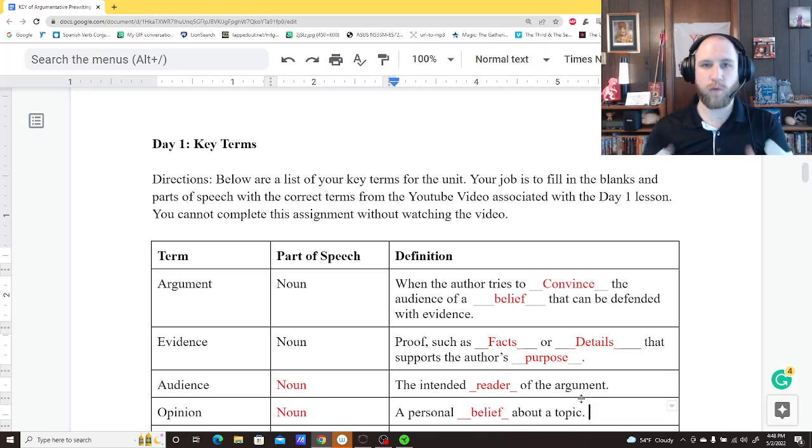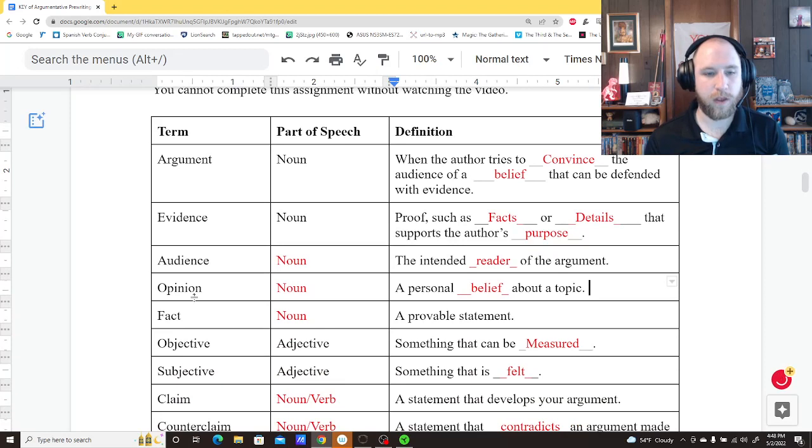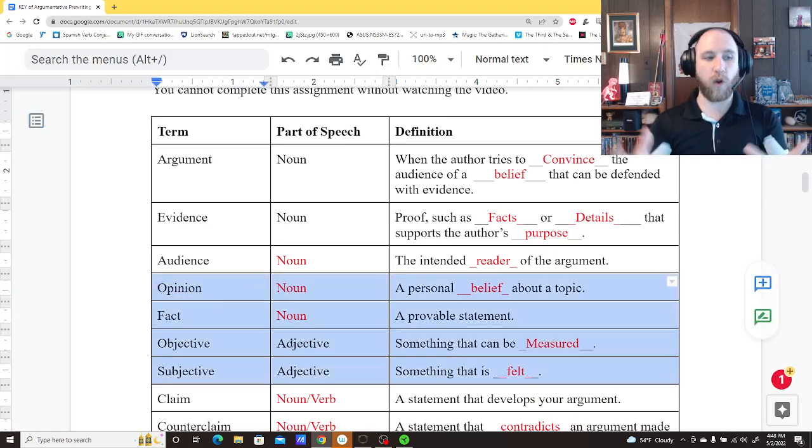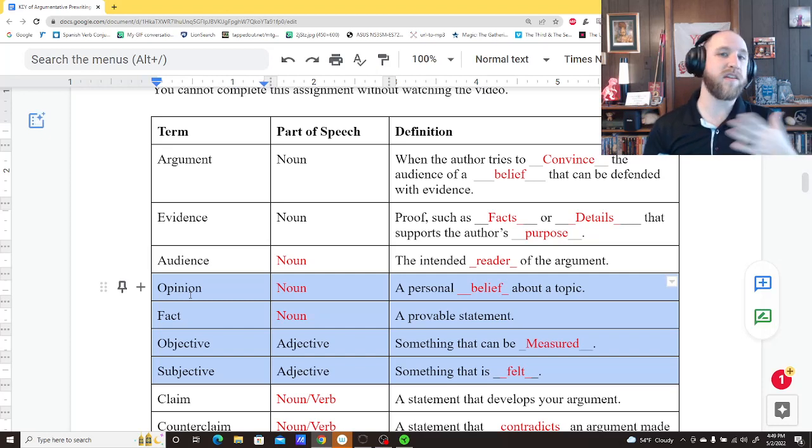Next, an opinion. We're actually going to look at several of these together. Opinion, fact, objective, and subjective. These four ideas are very closely tied together, and we're going to be using them in tandem for the full duration of the unit. An opinion, it's a noun, is a personal belief about a topic. If I say, I like cheese pizza, that's a personal belief, all right? Or cheese pizza is good. Cheese pizza is delicious. Those are all personal beliefs.